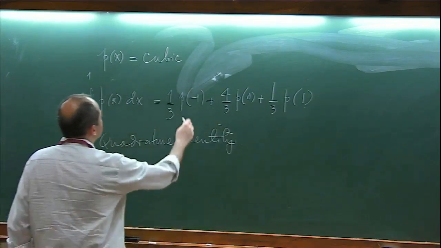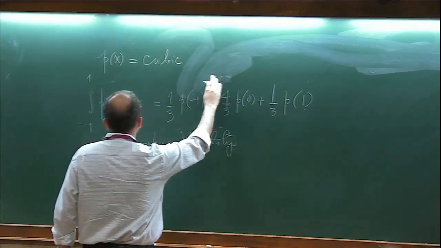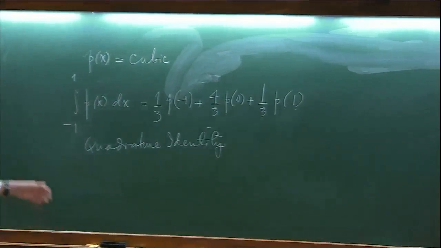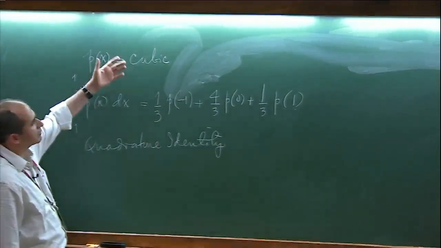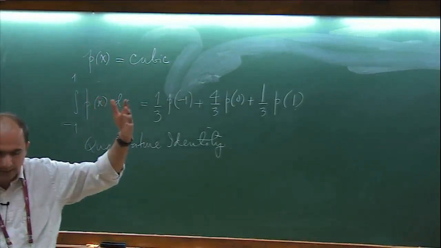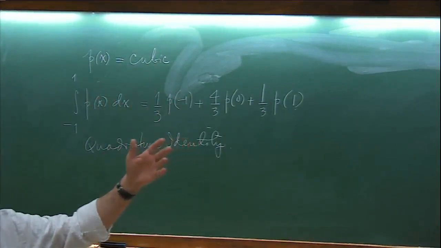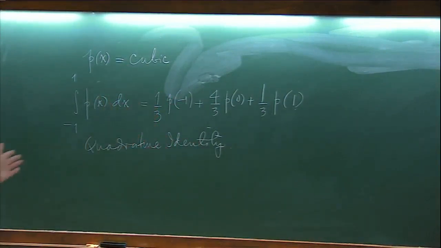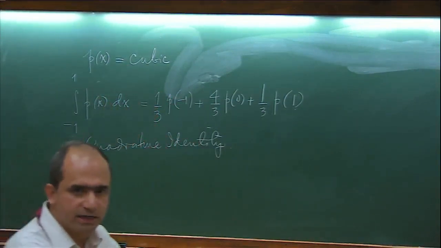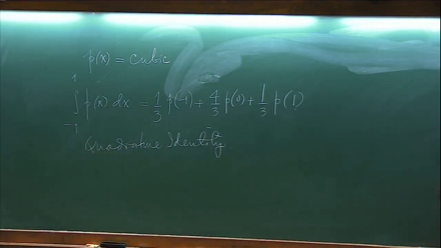Now, how do you prove such a thing? Well, a bare hands approach would be to just assume a general cubic, say ax cubed plus bx squared plus cx plus d, and just evaluate both sides and check that they are equal. But let's not adopt this ad hoc procedure. Let's try to see some meaning in this equation here.